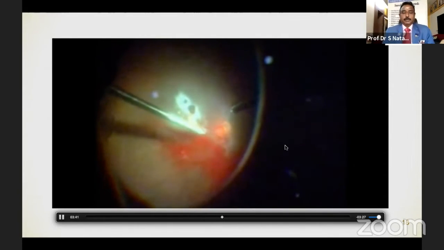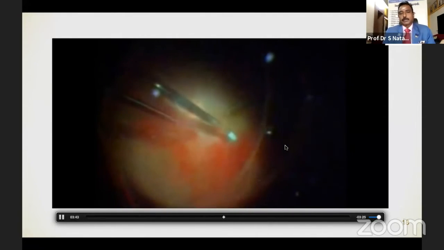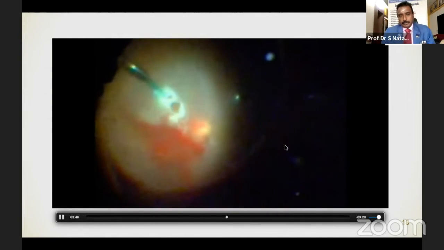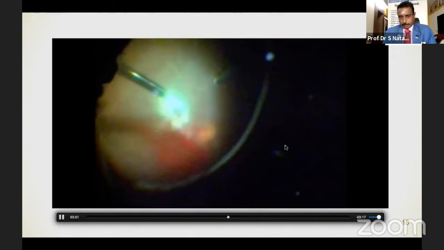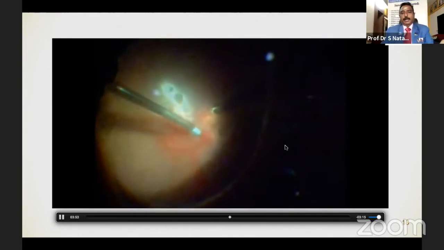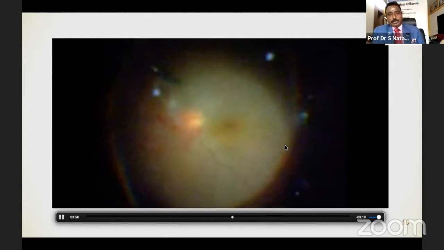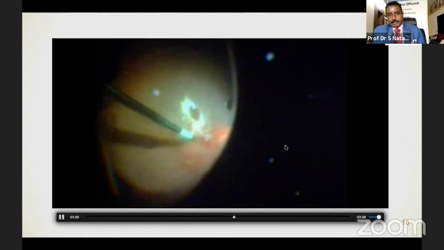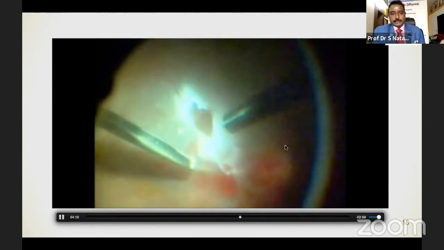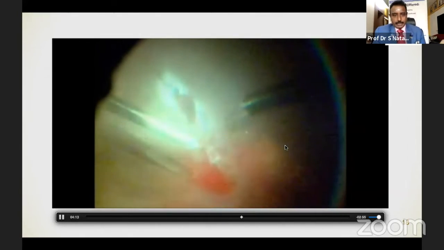And the reason I've done the diathermy around the break is to identify the break, because once you do a fluid air exchange, many times the break is totally closed, and then the break becomes smaller and you will not be able to identify it. So you can see this, and I'll be doing an endolaser around the break as well as between the break and the retinal break, so that the in-between retina is totally lasered. And here again I'm magnifying and identifying the fibrous tissue and severing the connection between the fibrous tissue and the retinal break.